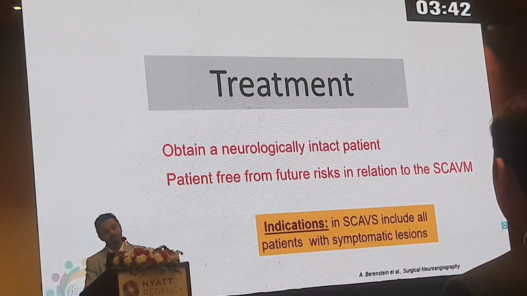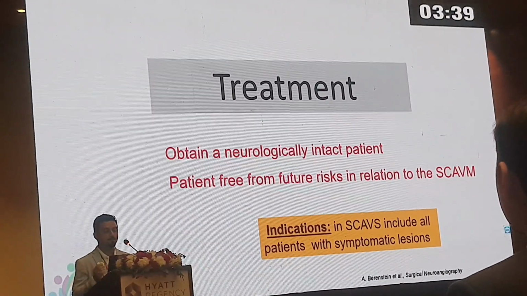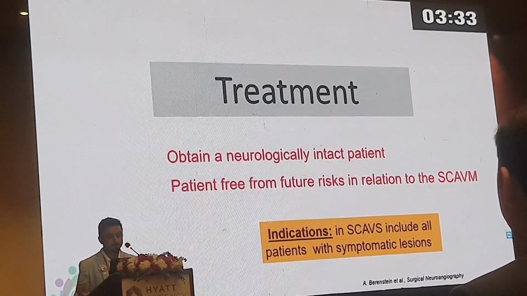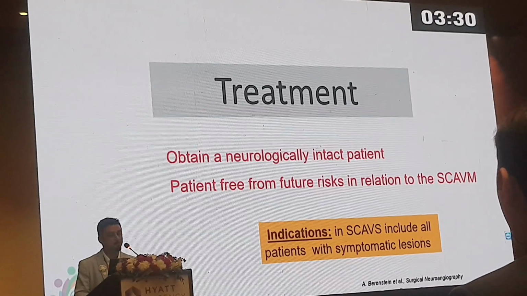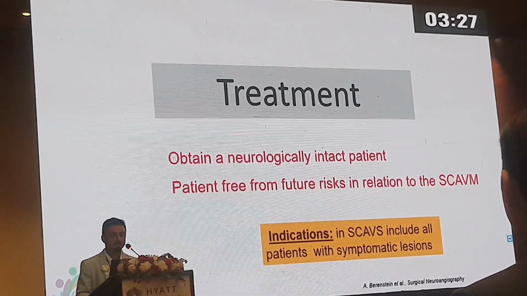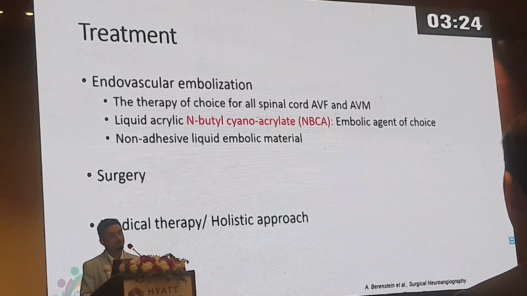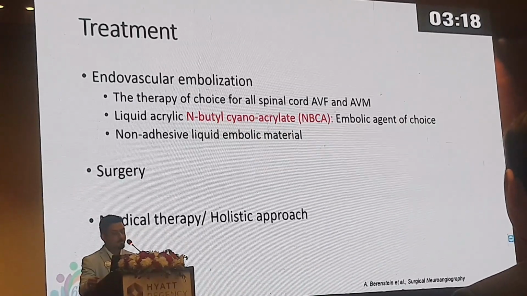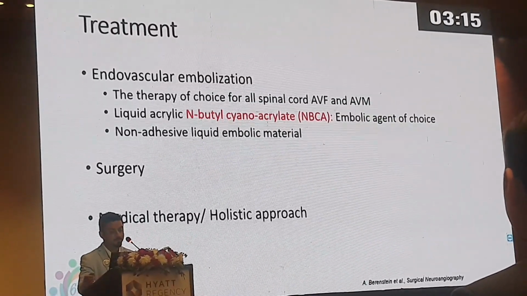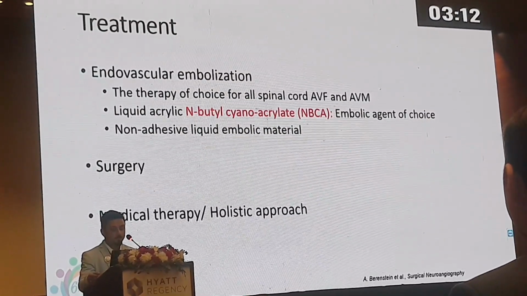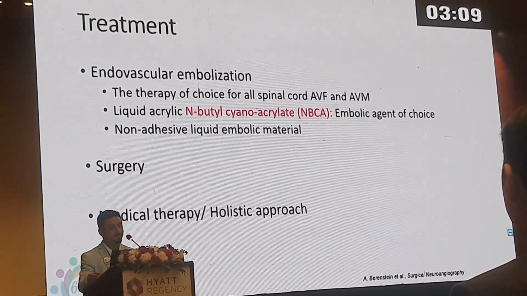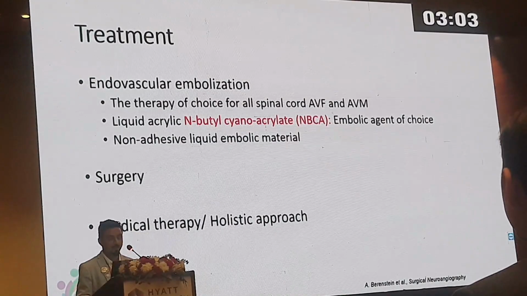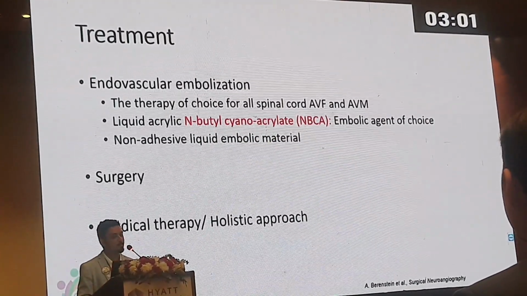So how do we treat? The goal of treatment of spinal shunts is to obtain neurologically intact patients after treatment, and any angiographic risk for further symptoms should also be treated. All symptomatic shunts are indications for treatment. Now, how do we treat? Endovascular embolization is the therapy of choice in all fistulas and in glomus type malformations. Liquid embolic agents are the treatment of choice, and non-adhesive materials are used especially for the glomus types. Surgery is always an option, and for a holistic approach, we need medical treatment as well.